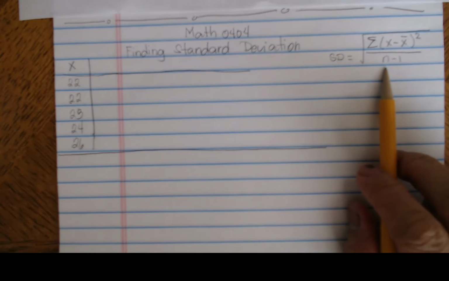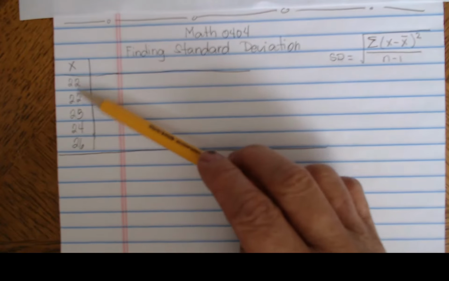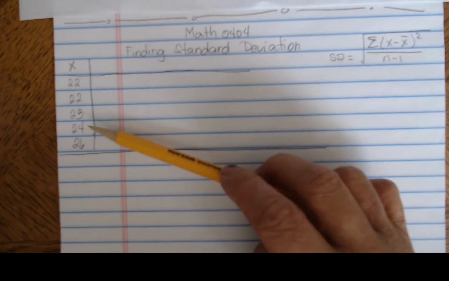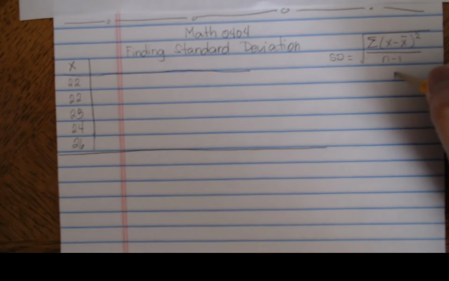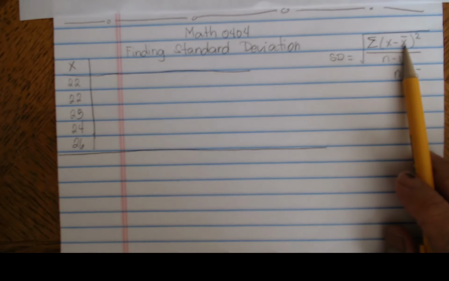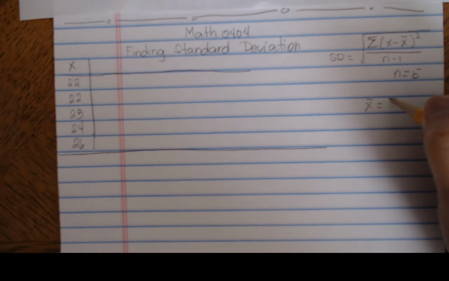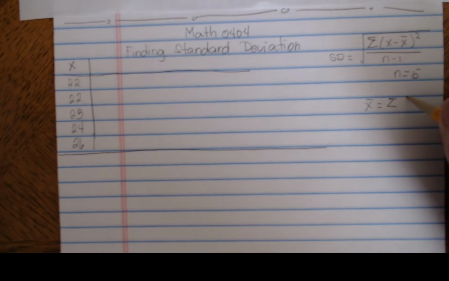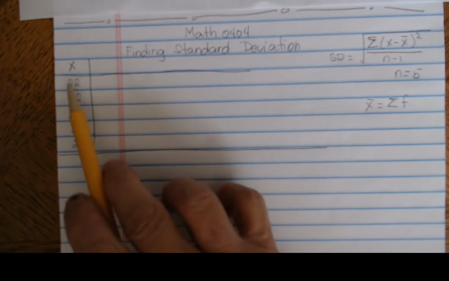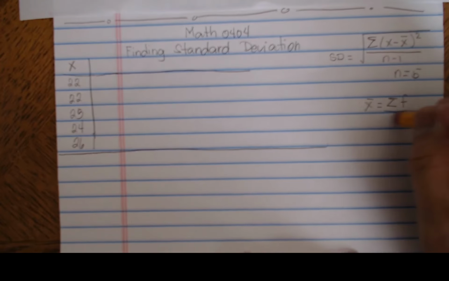N will be the number of items that we have. Here we have 5. Okay, so our n is 5. And then our x is this, so we need to find our mean. So to find the mean, sum of the x's, divide by how many of them, which is 5, right? Or by n.